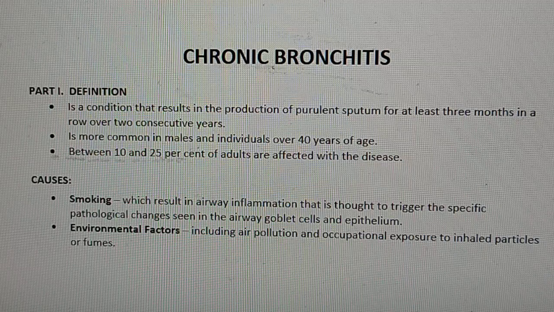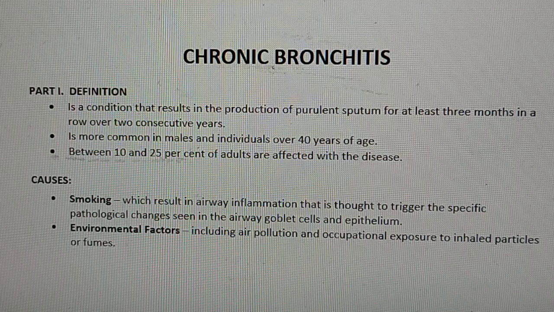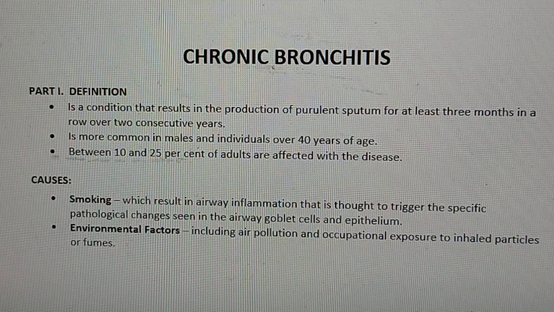So the causes: one is smoking, which results in airway inflammation that is thought to trigger the specific pathological changes seen in the airway, goblet cells, and epithelium. These are goblet cells and epithelial cells, located in the airway. Another cause is environmental factors, including air pollution and occupational exposure to inhaled particles or fumes. So these are the causes of chronic bronchitis.